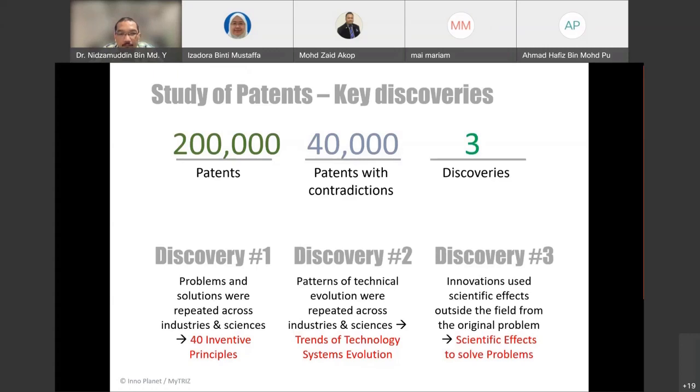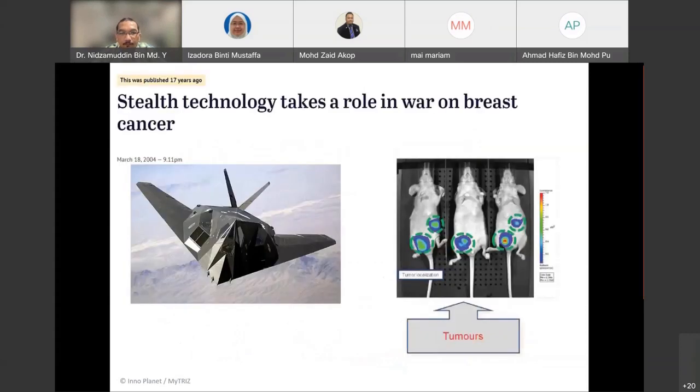And from these contradictions, he also discovered that when there are innovations that use scientific effects outside the field of the original problem, basically you have patents that are using scientific effects from one field, but actually it can be used for another field to solve another kind of problem. For example, the stealth technology.